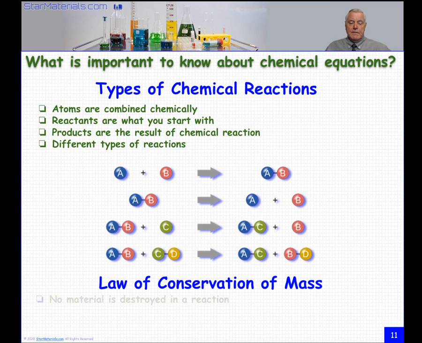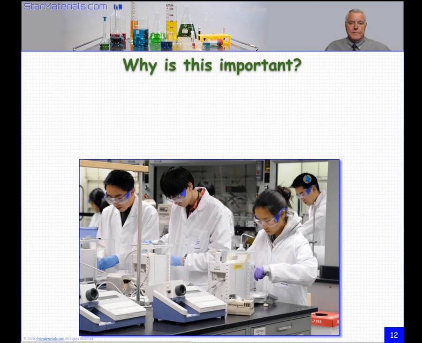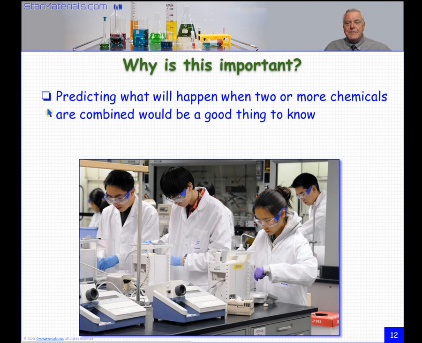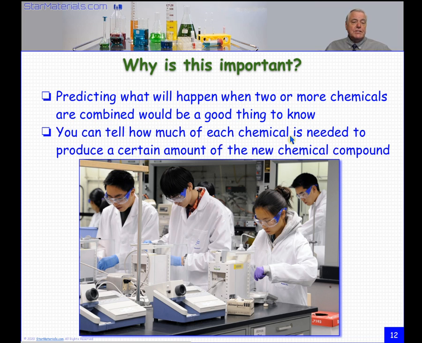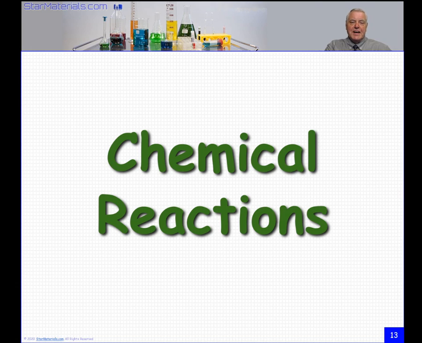But you'll notice that no material is destroyed in any of these reactions. No new material is created. In other words, there's not A, B, and R over here. So why is this important? Predicting what will happen when 2 or more chemicals are combined would be a good thing to know. You can tell how much of each chemical is needed to produce a certain amount of the new chemical compound. It's all math. There's your lesson on chemical reactions.